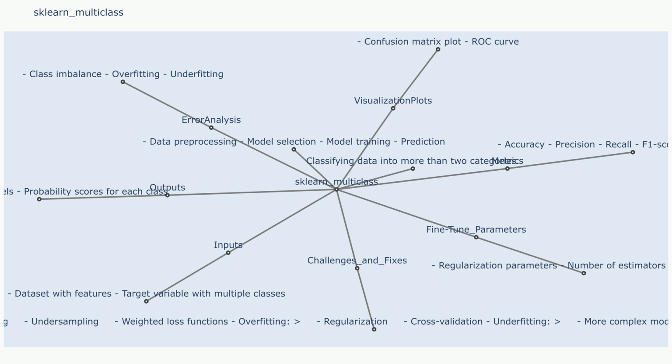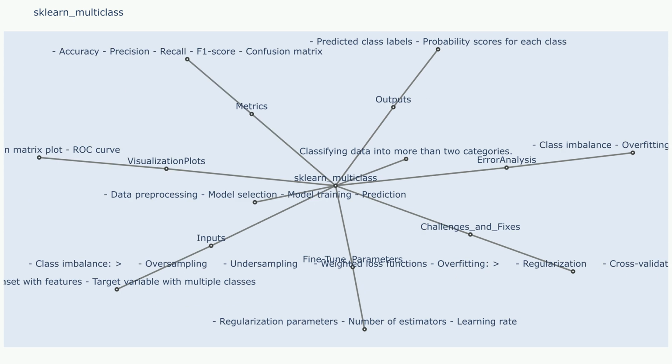Challenges and fixes. Challenge 1. Overfitting. This happens when the model learns the training data too well and fails to generalize to new data. Sample use case that resulted in challenge 1. A model trained on a small dataset with many features may overfit, resulting in poor performance on unseen data.